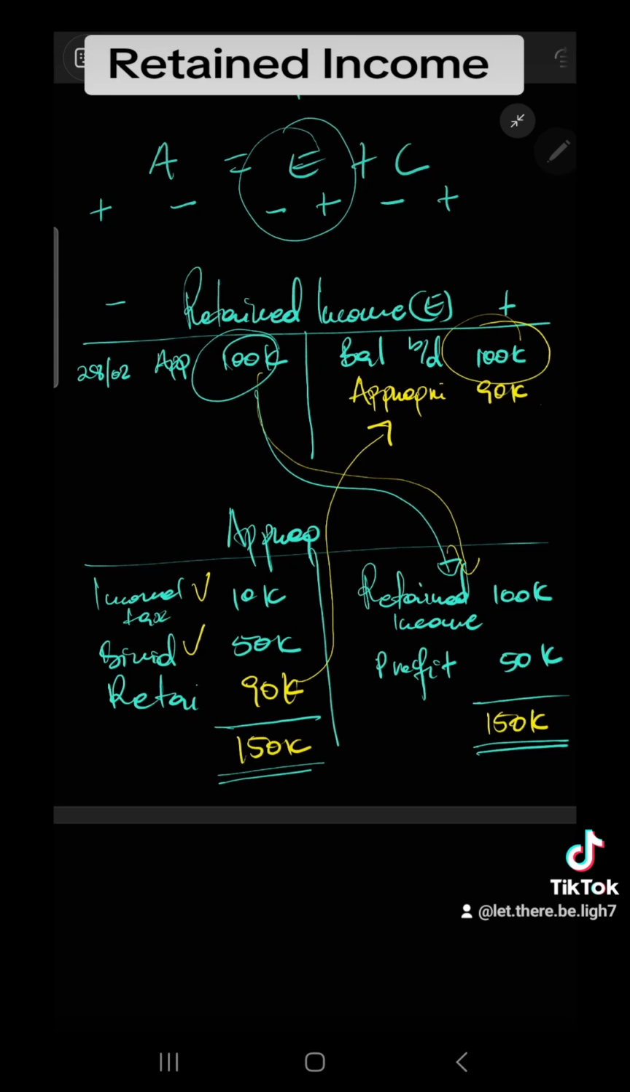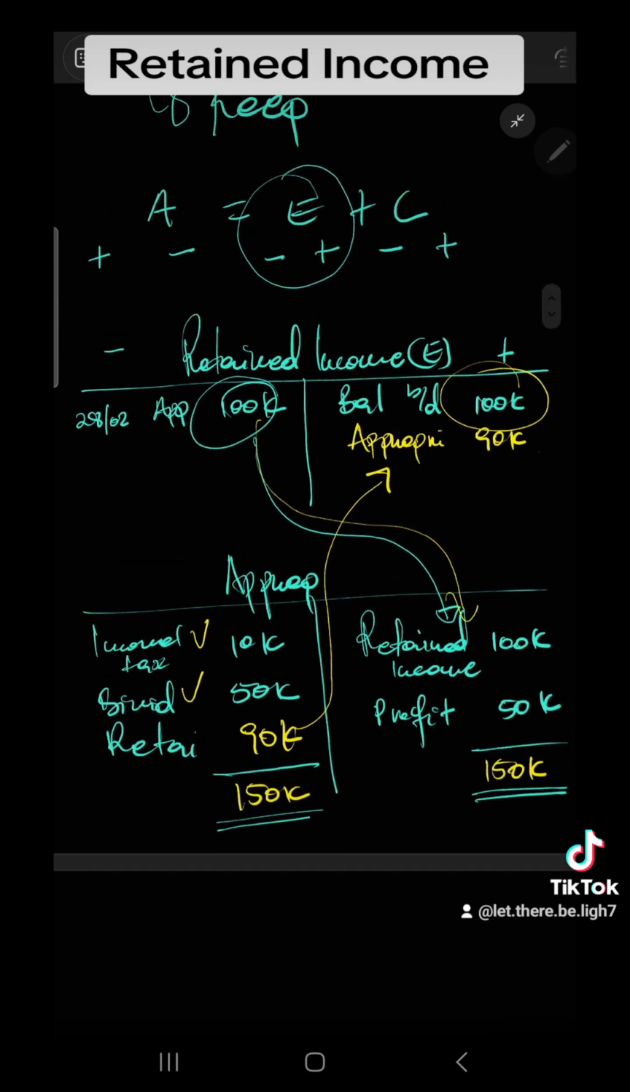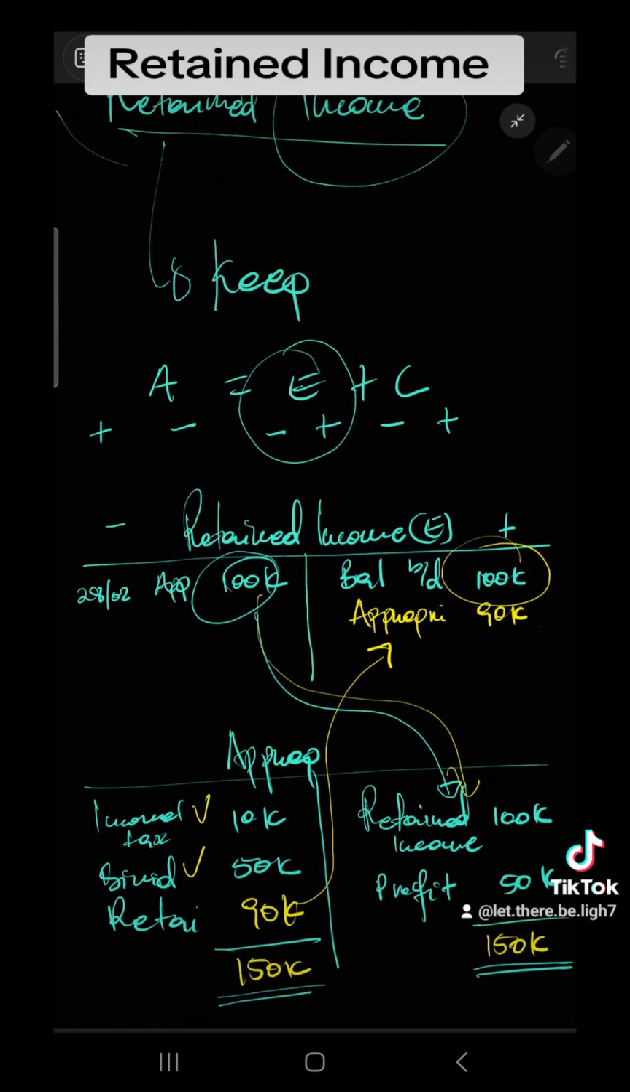I'm not sure if this made sense to you, so I'm going to just reiterate for the last time. The retained income account is an equity account. That means that it increases on the credit side and decreases on the debit side. At the end of the year, the balance on your retained income account is going to be transferred to the appropriation account, where it is going to be added with the profit that was generated in the current year. The total will be used to pay for income tax and also pay for dividends. And whatever remains after paying income tax and dividends is going to be transferred back to the retained income account. So if you check here, that means that your retained income has gone down from 100k to 90k.